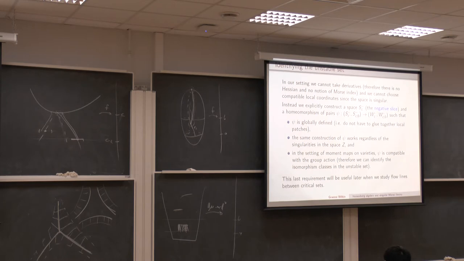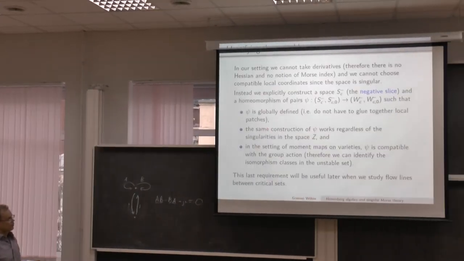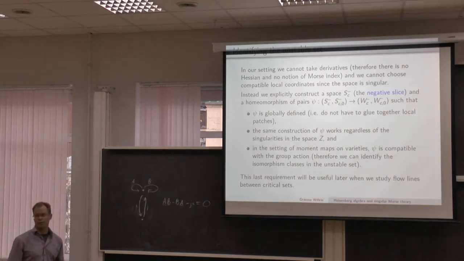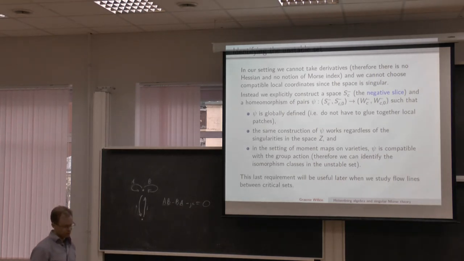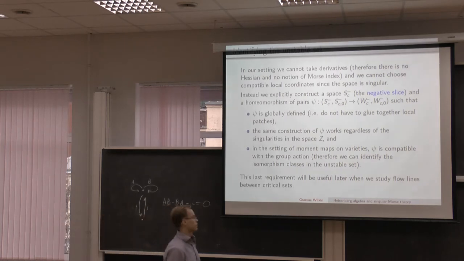And when we do this, we want to show that this homeomorphism is defined globally, so there's no gluing together, which on a singular space is problematic. And also, we want this to be independent of the singularities in the space. So if we want to apply it to a large class of examples, we don't want to have to come up with different cases for different types of singularities. So the key here is to use the group action, which always preserves the singular space. So that's the last point: this function must be compatible with the group action. If it is, then we can describe the isomorphism classes in the answer.